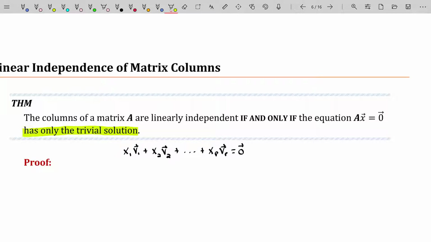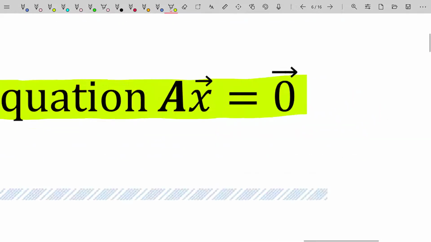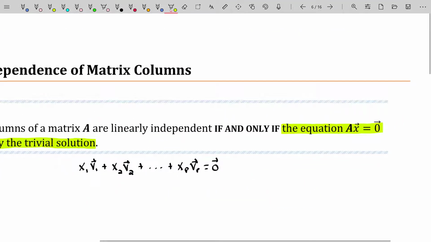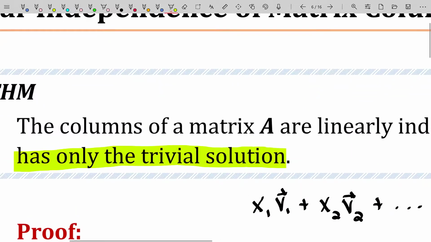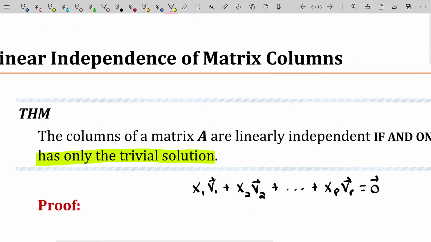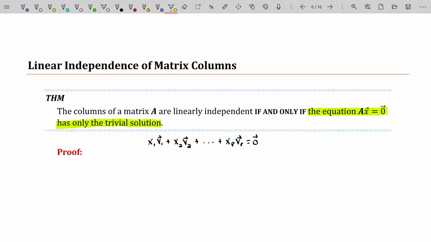If the matrix equation only has the trivial solution, and when I say the matrix equation, I mean the homogeneous matrix equation, then the columns of that matrix must be linearly independent. And the other way around, if the columns of that matrix are linearly independent, then it's only true that the homogeneous equation AX equals 0 must only have the trivial solution by definition. So let's go ahead and actually prove it now rigorously.